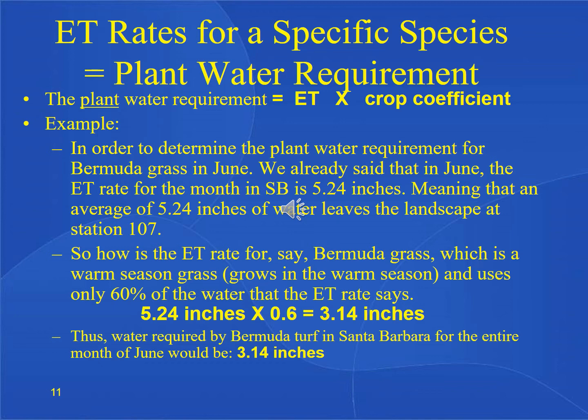So the weather station says 5.24 inches are lost through evapotranspiration in June in Santa Barbara for alfalfa, or a really high water use plant. But you are growing Bermuda grass, and that only takes 60%. So you multiply 5.24 times the 60% in decimal form, that's 0.6. And your Bermuda grass is actually only losing 3.14 inches in that month. That's important because then you know that's how much your irrigation system needs to apply, 3.14 inches in that whole month.